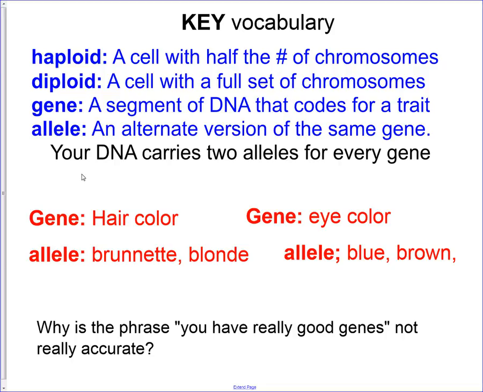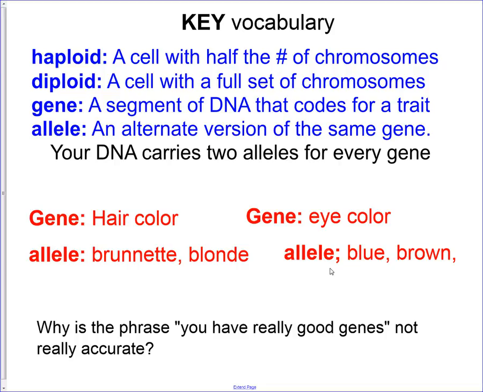So, for example, this is the best way to describe the difference between these two. For example, a gene would be hair color, and then an allele would be the actual hair color. A brunette, a blonde, a redhead, dark hair, black hair, that kind of thing. Another gene might be eye color, and then the alleles would be blue, brown, hazel, green, that sort of description.